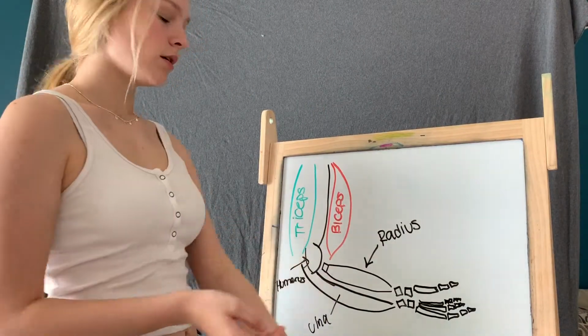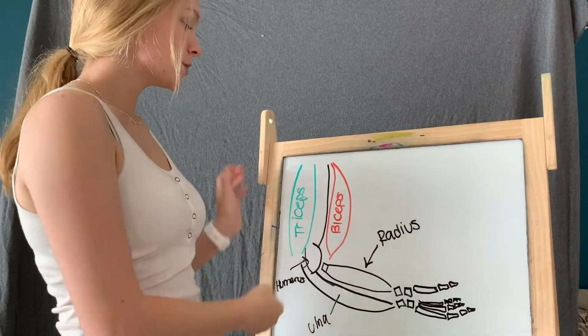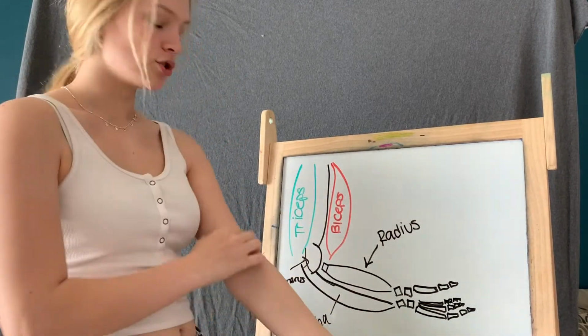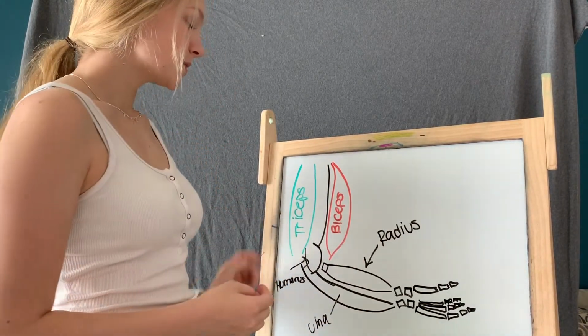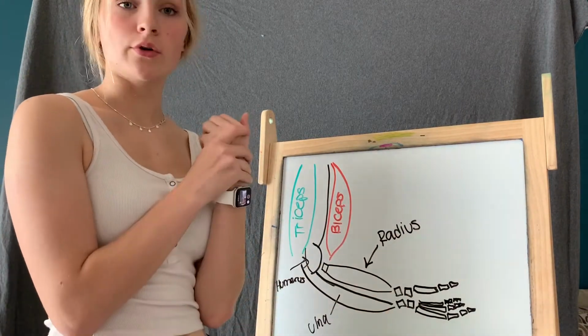Here we can see our arm. These two are different types of muscle bundles: your triceps, which are in the back of your arm, and your biceps, which are in the front of your arm. The triceps act to move your arm downwards, while your biceps act to bring your forearm up.